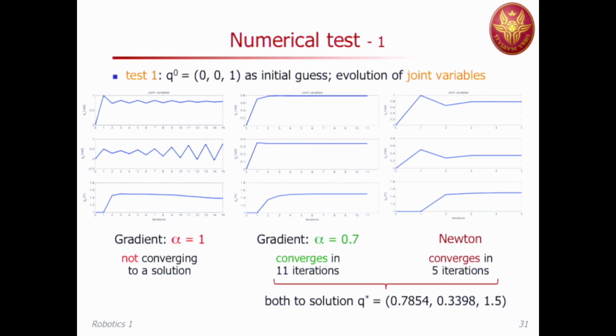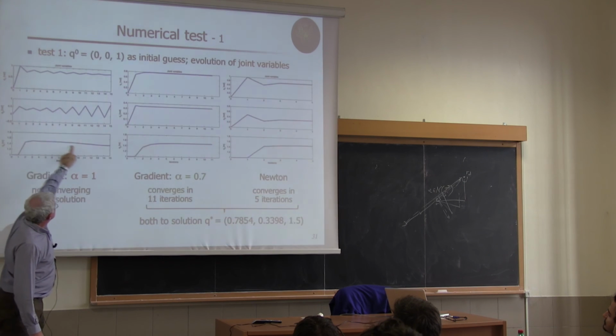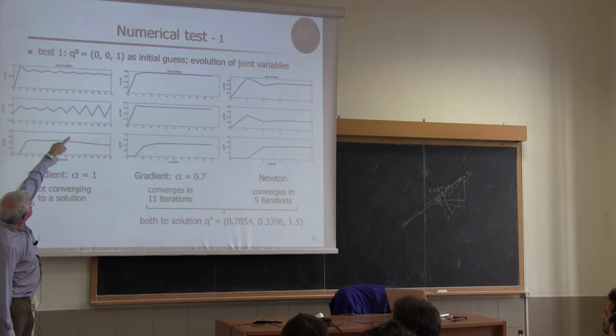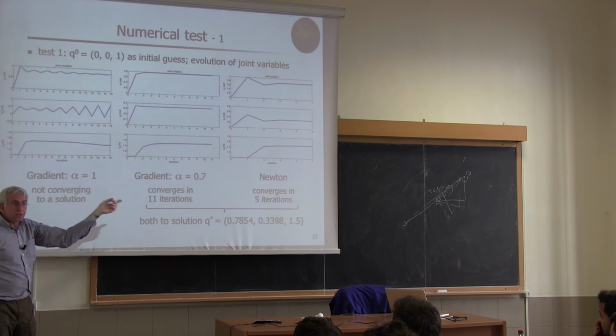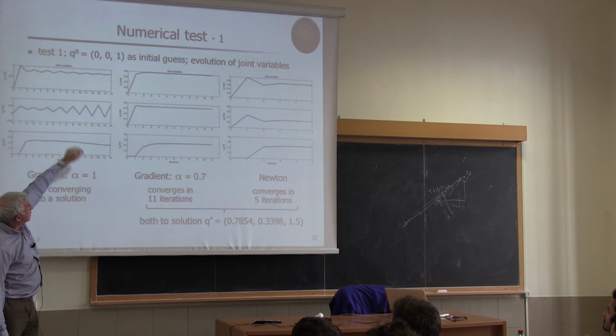And these are the evolutions with the non-converging gradient method, with the best gradient that I found with 0.7, and with the Newton. Now here I'm showing not the Cartesian error, but the evolution of the joint variables. Okay? And you see that when I'm not converging with the gradient, this variable tends to stabilize. But look at the other, the second variable. It's just cycling, okay, and increasing. This is why the error is increasing.